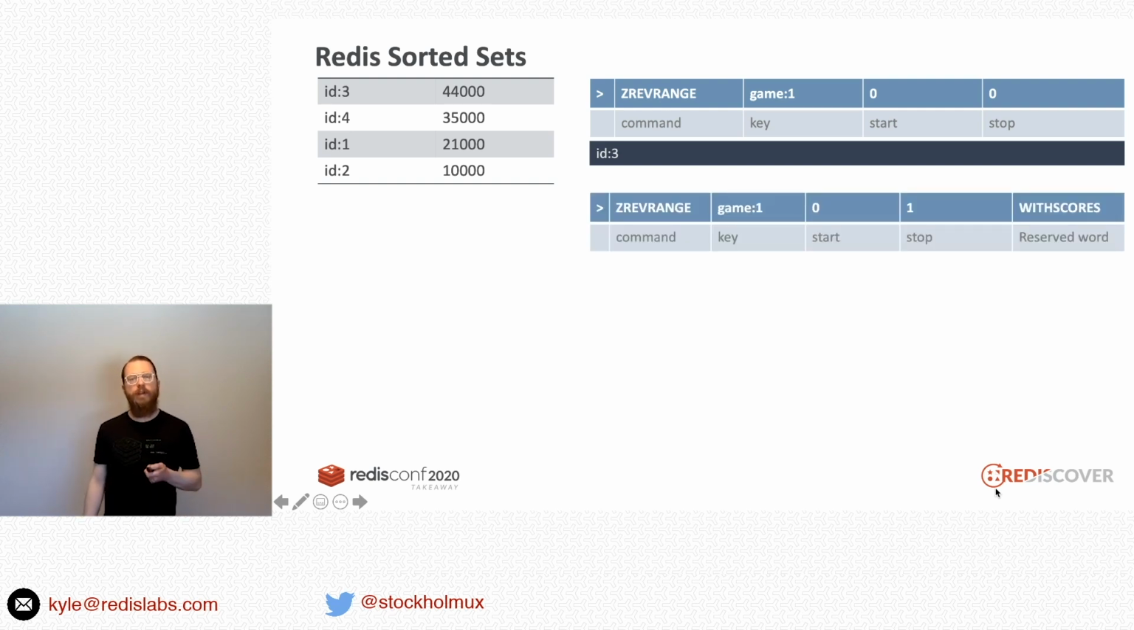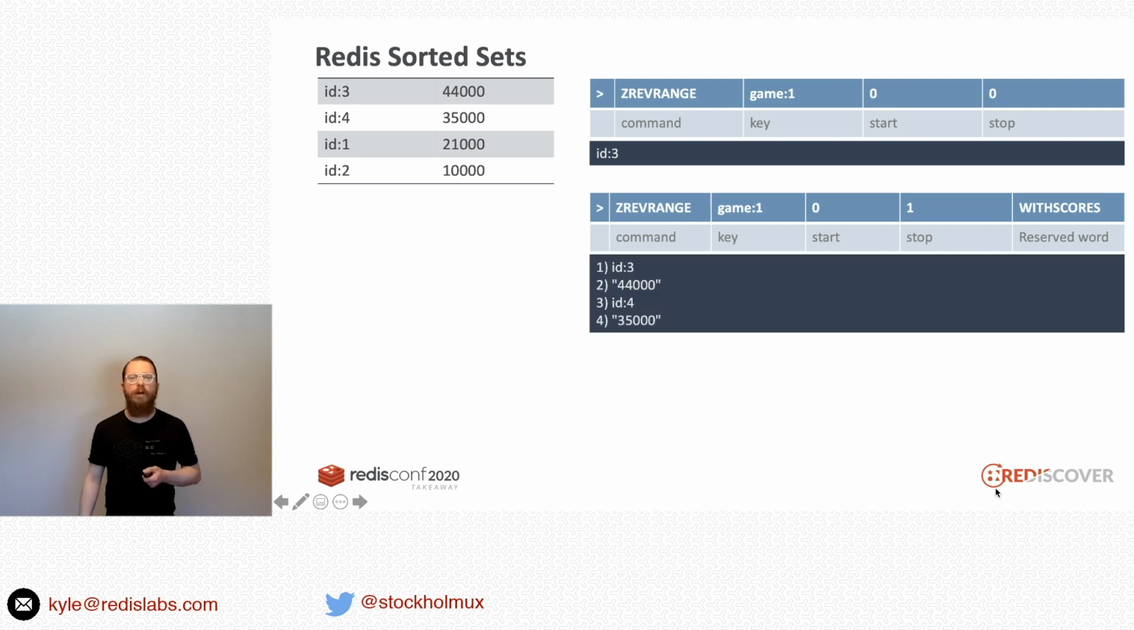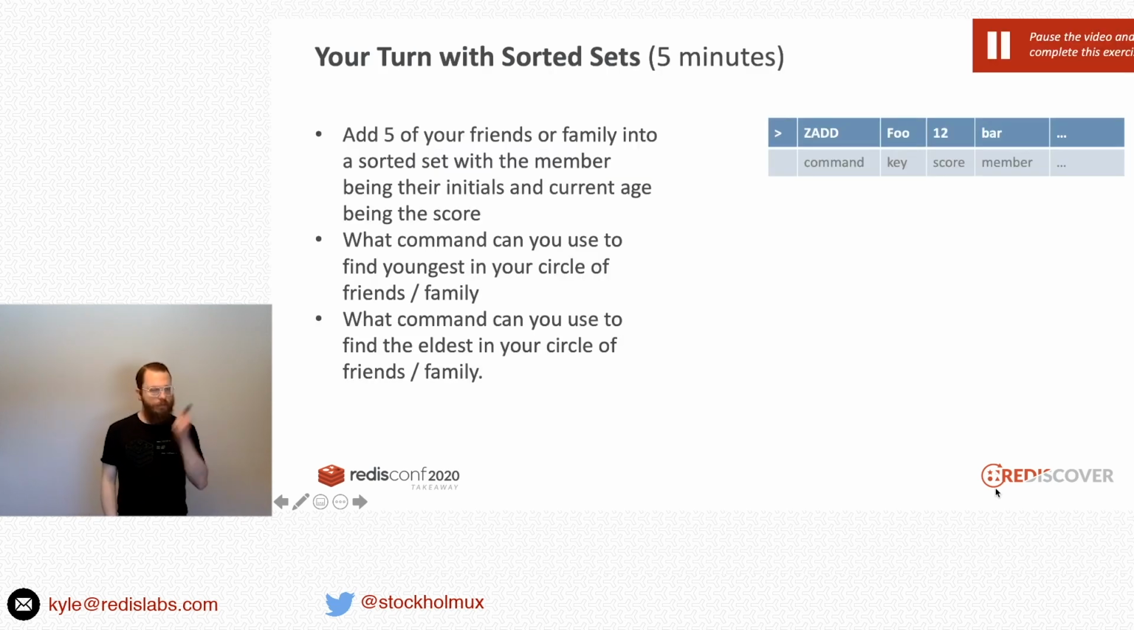Then we'll do ZREVRANGE, and we'll do 0 to 1, but we're going to have WITHSCORES. This is an optional argument to it that will return the scores back as well. So we can see ID 3 and ID 4 along with the scores, and it's interleaved, so you'll need to, in your application, decode that.